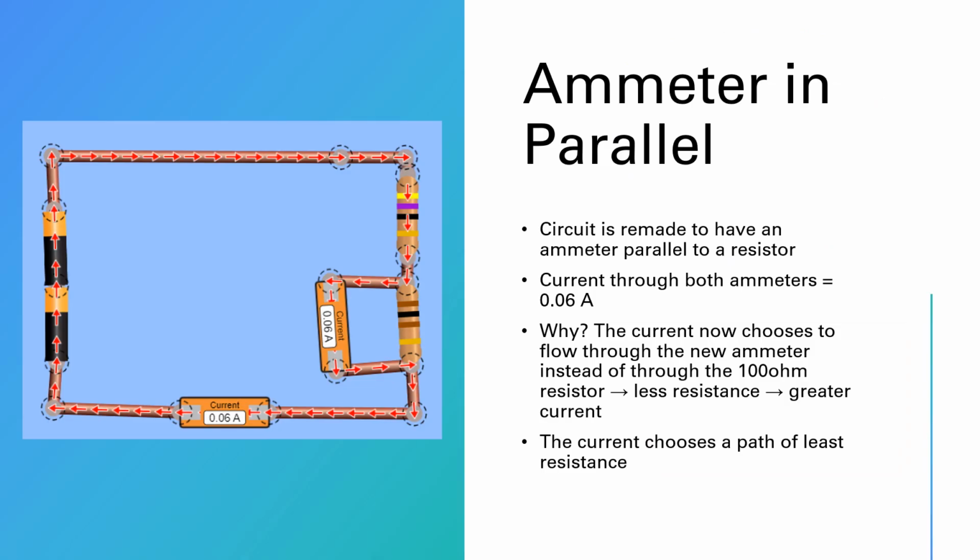Now, adding an ammeter parallel to a resistor as shown here in this picture, we notice that the current jumps up to 0.06, read by both ammeters. This is because the current chooses to take a path of least resistance, avoiding the second resistor in the path and continuing on. Less resistance will lead to a greater current.